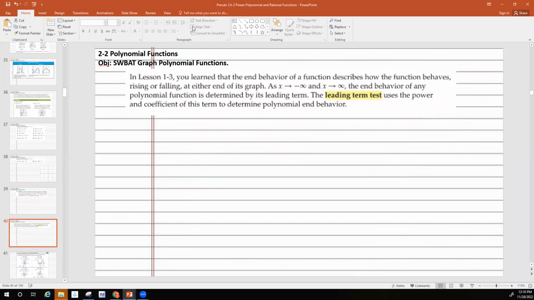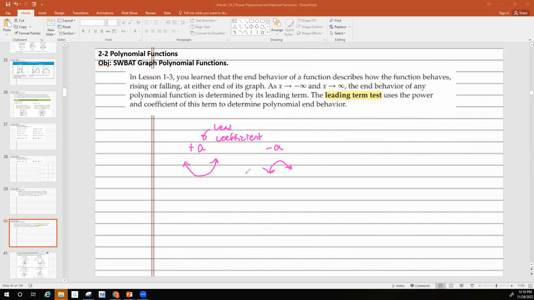Now we did talk about the leading term test. Okay, so remember the lead coefficient. Remember from algebra 1 or algebra 2, for parabolas, if your a is positive, then it's going to be an upward opening parabola that opens up. If you have a negative lead coefficient, it's going to open down. The lead coefficient is the number in front of the variable with the biggest exponent.